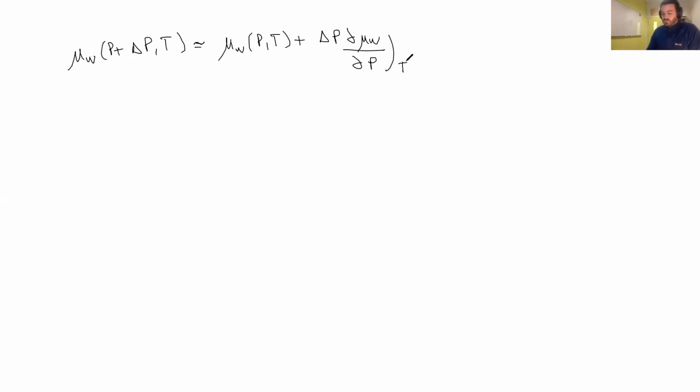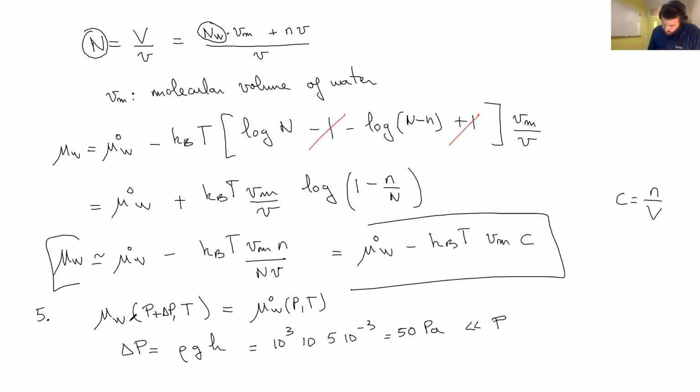And thus you can write that mu of water at P plus delta P and T is in fact mu of water at P and T plus, it's an approximation here, delta P times the derivative of mu of water with respect to P at T, which is fixed. And remember one other thing: mu of water, we are dealing with the left side of the compartment here. This is this part. And mu of water is here. It's mu 0 minus kBT VMC.